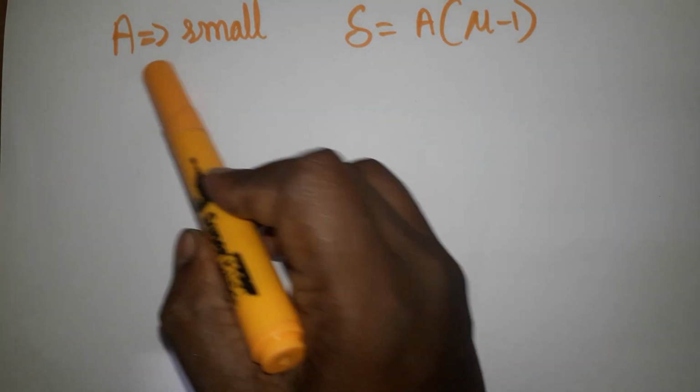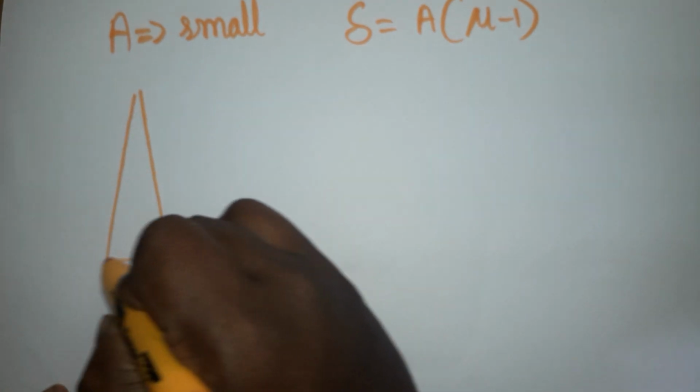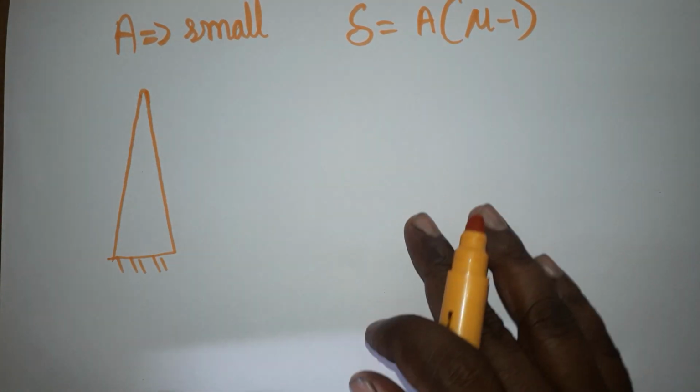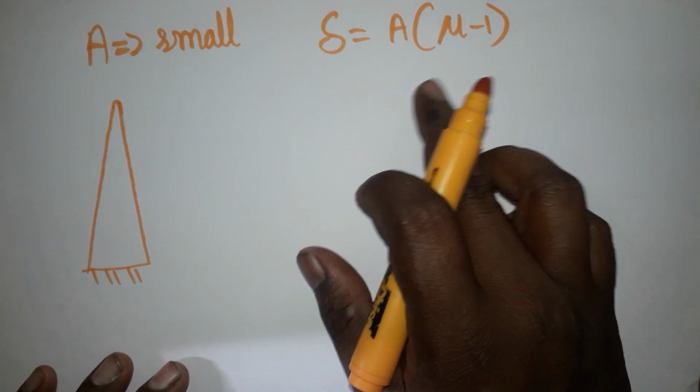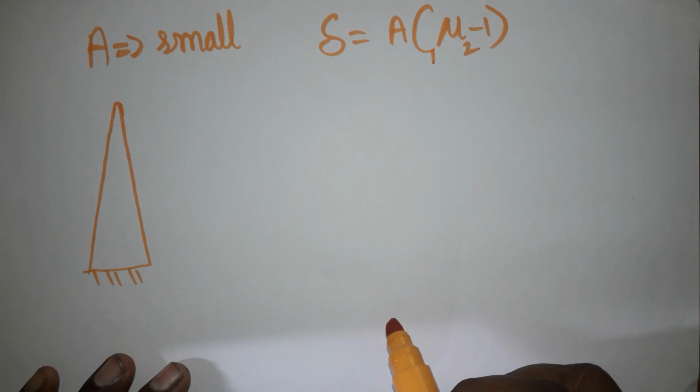Now, when the angle of the prism is small, less than 10 degrees, we take it as a thin prism. When this condition is there, the deviation is going to be A times (refractive index minus 1). Like this we can get the equation.